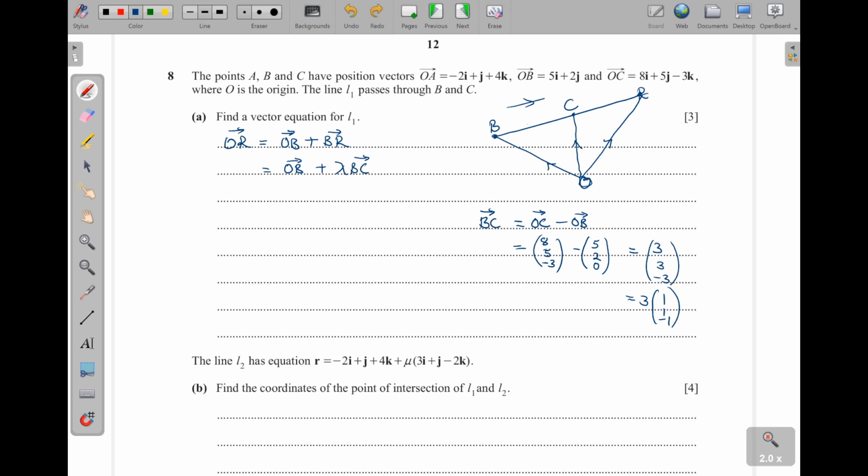Okay, so I can write now our OB is 5, 2, 0. Then plus, I may say lambda, then the directional vector is going to be 1, 1, negative 1. Rather than this one, because it can be simplified. Remember, parallel vectors are the ones that can be expressed in terms of each other as scalar multiples, okay? So better you write this one here. So that is the equation for L1.